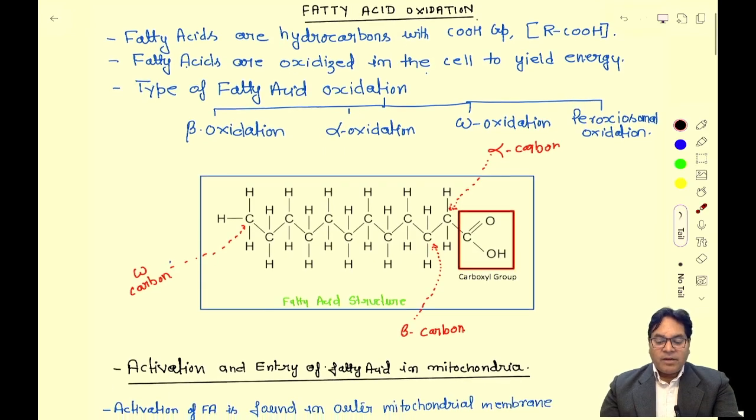If we look at this diagram, this is the structure of a typical fatty acid. On the right side, we can see this carboxyl group, which is represented as COOH, and numbering from this group towards the left side, we have a hydrocarbon chain. The first carbon is represented as alpha carbon, the second carbon is represented as beta carbon, and the last carbon, which is the farthest from the COOH group, is represented as omega carbon.